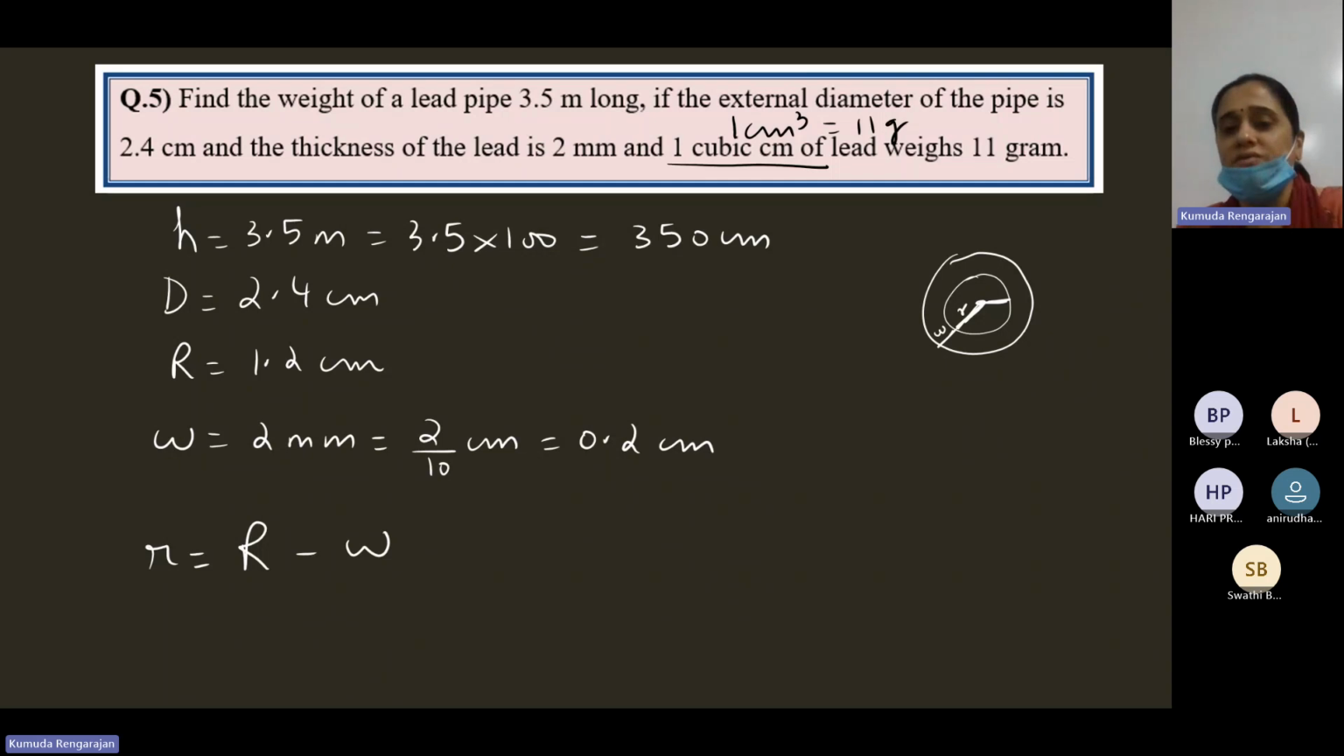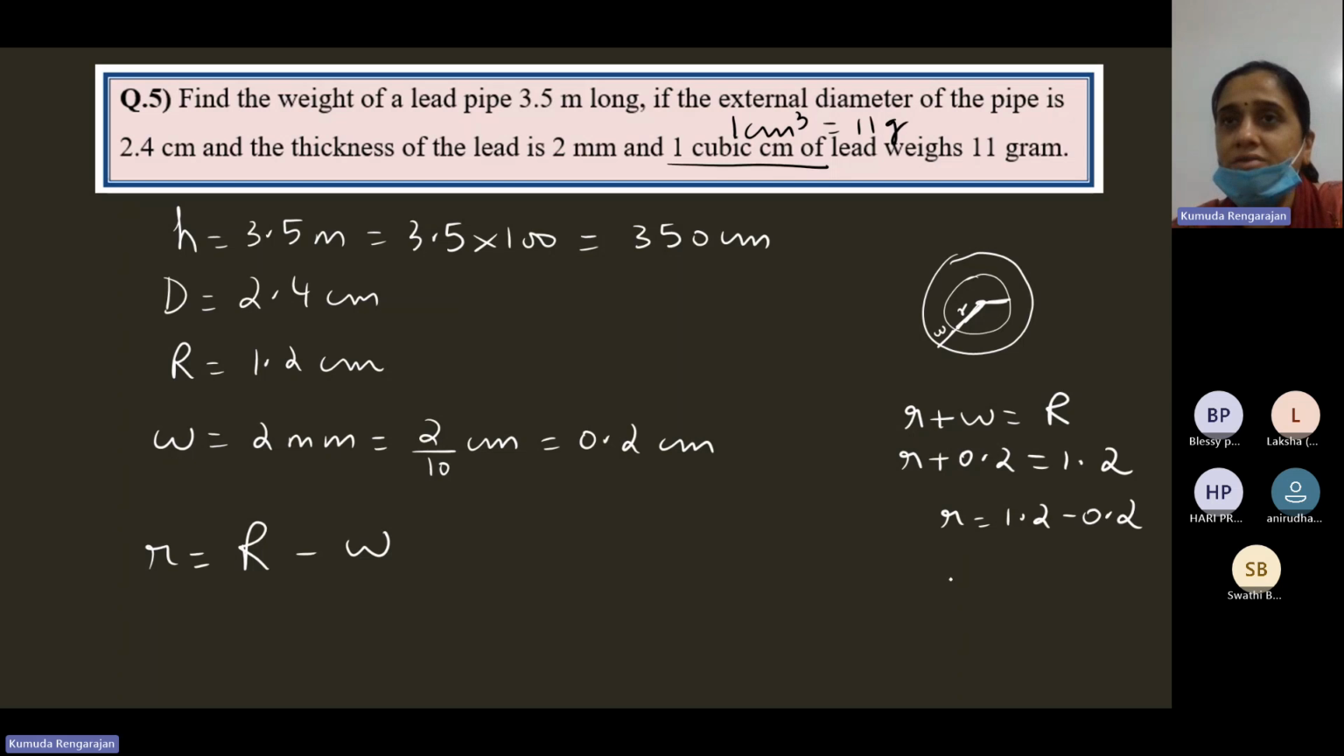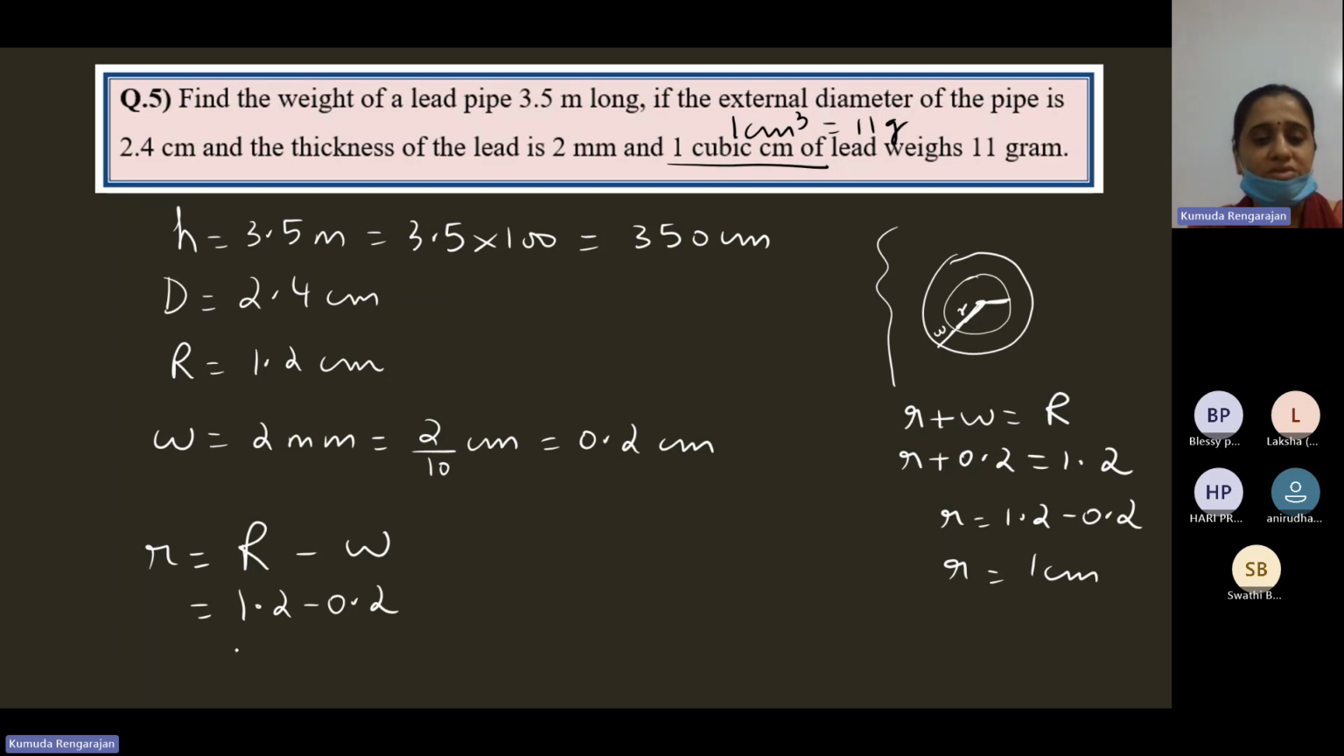So if everything is difficult for you, you should write like this. Internal radius plus the thickness is equal to external radius. What is the internal radius? We don't know. Plus the thickness 0.2 is equal to the external radius 1.2. So r is equal to 1.2 minus 0.2, which is 1. r is equal to 1 centimeter. Please learn this. So small r is equal to capital R, 1.2 minus the thickness 0.2, which is 1 centimeter. So we have all the values.